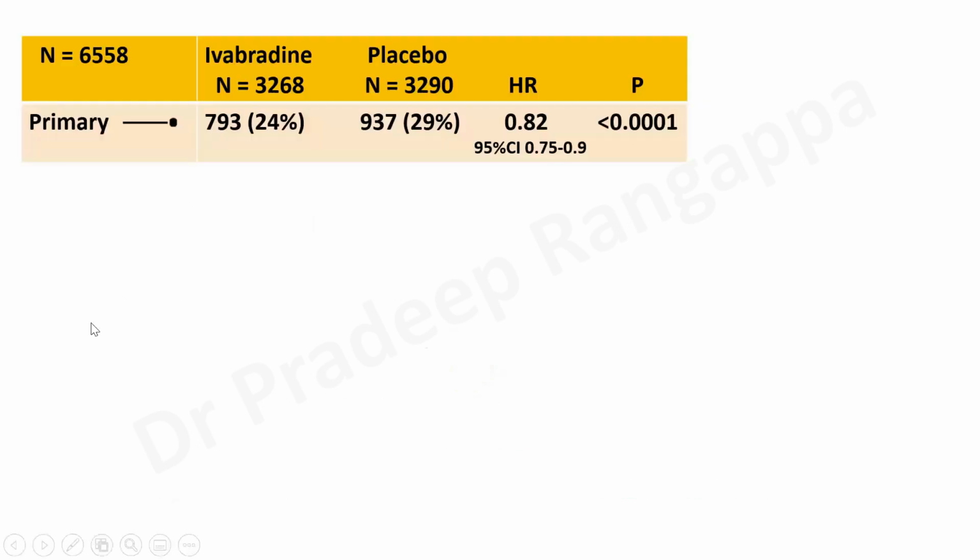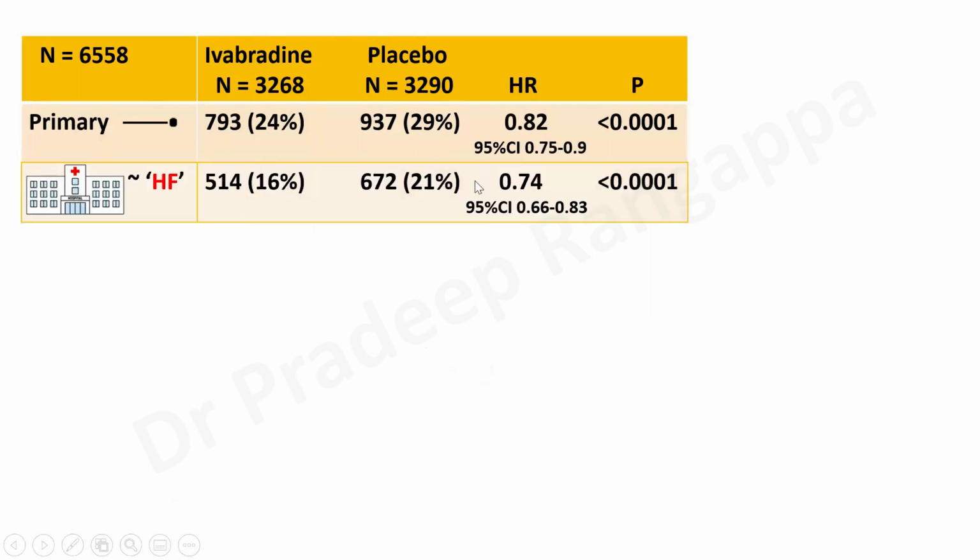So when you look at the results, they had 6,558 patients, 3,268 in the Ivabradine group, 3,290 in the placebo group. If you look at the primary endpoint, which is a composite of cardiovascular death and admission due to worsening of heart failure, it was significantly less in the Ivabradine group as compared to the placebo group, and that was statistically significant. And the hospitalization due to heart failure also was significantly less in the Ivabradine group, 16% as compared to 21% in the placebo group.